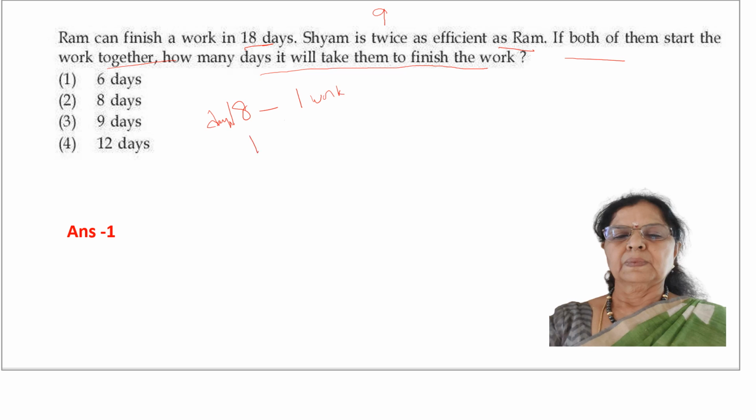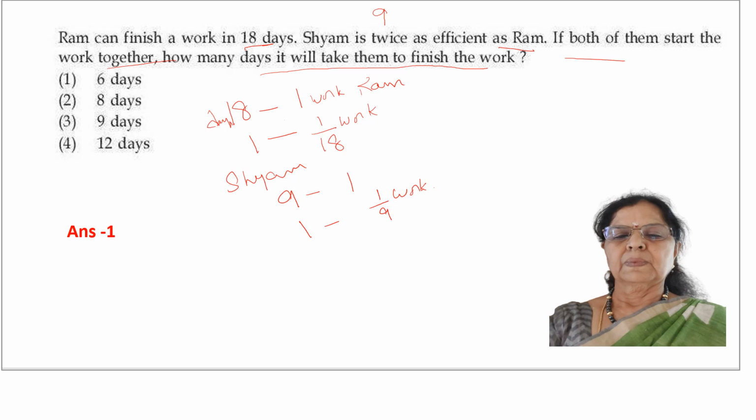And in one day, how much work will be done? So 1 by 18 amount of work by Ram. This is the amount of work that could be done by Ram. And coming to Shyam, he takes 9 days to finish one complete work. So in one day, how much work will he do? He will do 1 by 9 part of the work in one day.